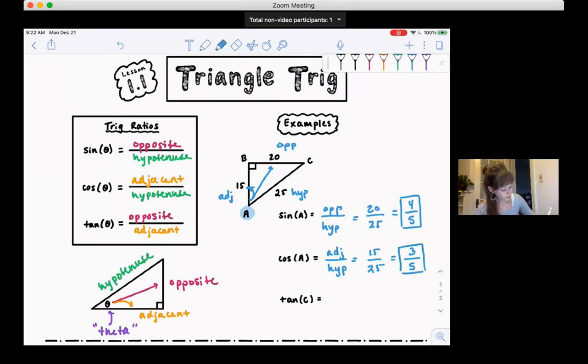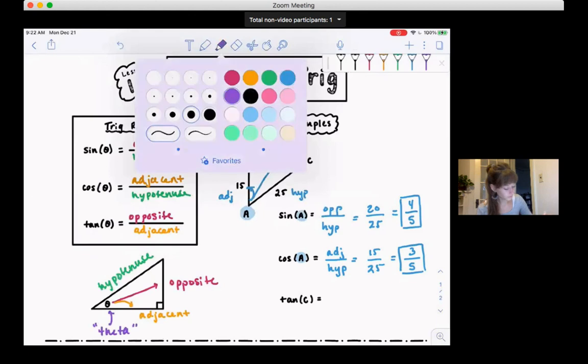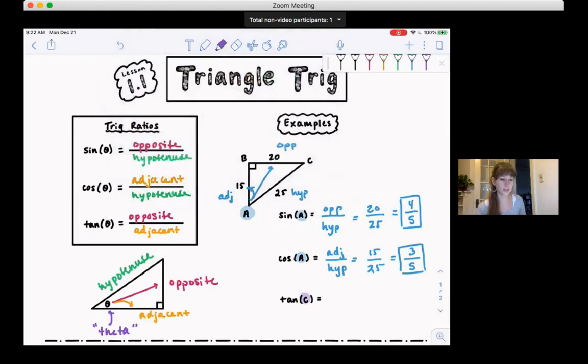So that was angle A. Now we want to do a tangent, but this time for angle C. So we need to rethink how our triangle is labeled here. Instead of labeling for angle A, we want to label for angle C. The hypotenuse is still 25, since that's always the side across from the 90-degree angle. If I go directly across from angle C, I'm at 15. So now 15 is the opposite side, and 20 is the adjacent side.